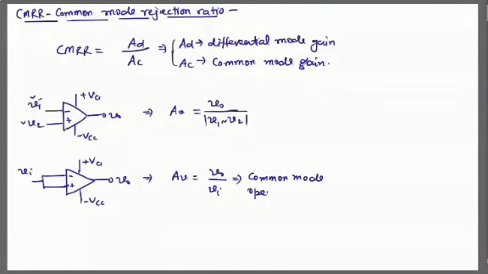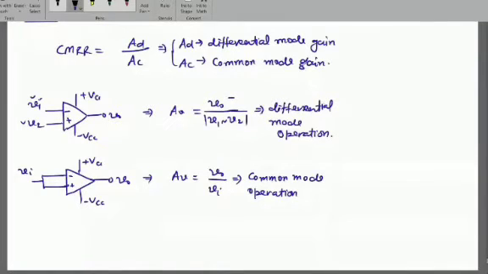And this is called differential mode operation, and this is called differential mode gain, generally represented by AD. It should be very high, and common mode gain should be 0. So CMRR should be infinity.